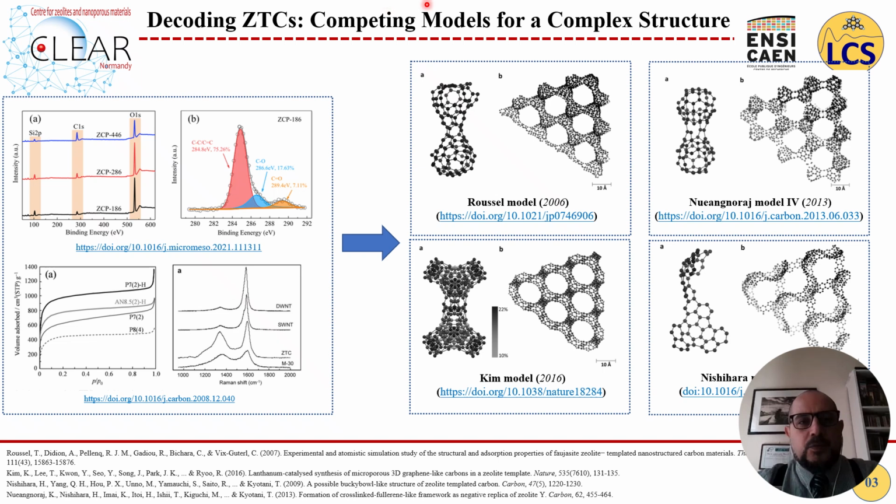Despite decades of work, the exact ZTC structure is still under debate. Several structural models have been proposed, from the high-density Schwarzite-like closed structure modeled by Roussel to the more chemically realistic buckyball-based open-blade model by Nishihara. Other interpretations include Kim's 3D graphene-like framework and this one, which is a fullerene-like cross-linked structure.